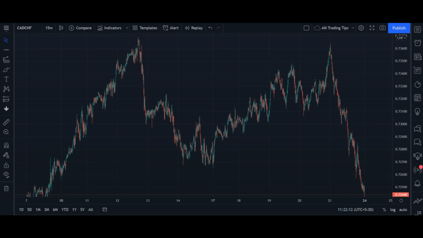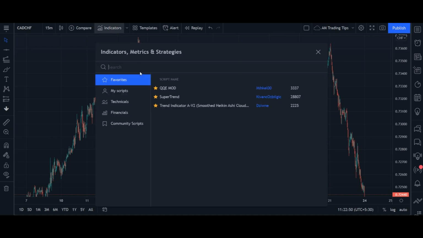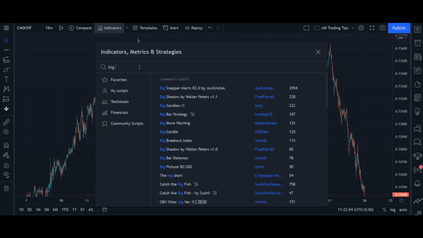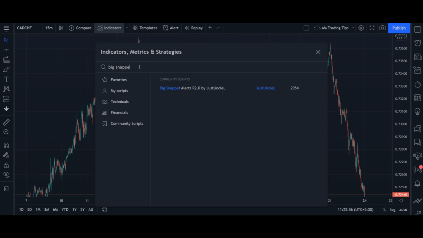So guys, let's start. Now let's start implementing our strategy by heading to the indicators box, and in the search field type Big Snapper. This is the indicator that we will be using in today's strategy.